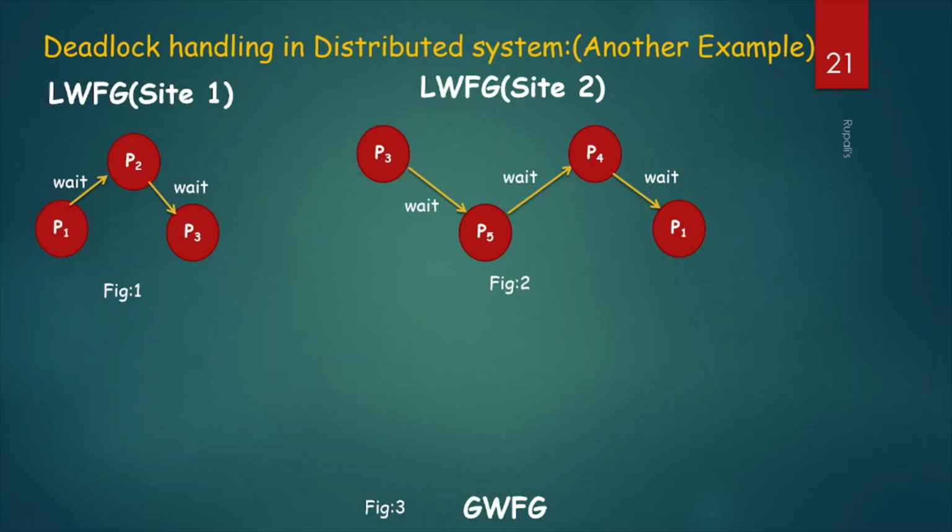Now what is the global wait-for graph? We know it is formed when we merge these two graphs. How can we merge?